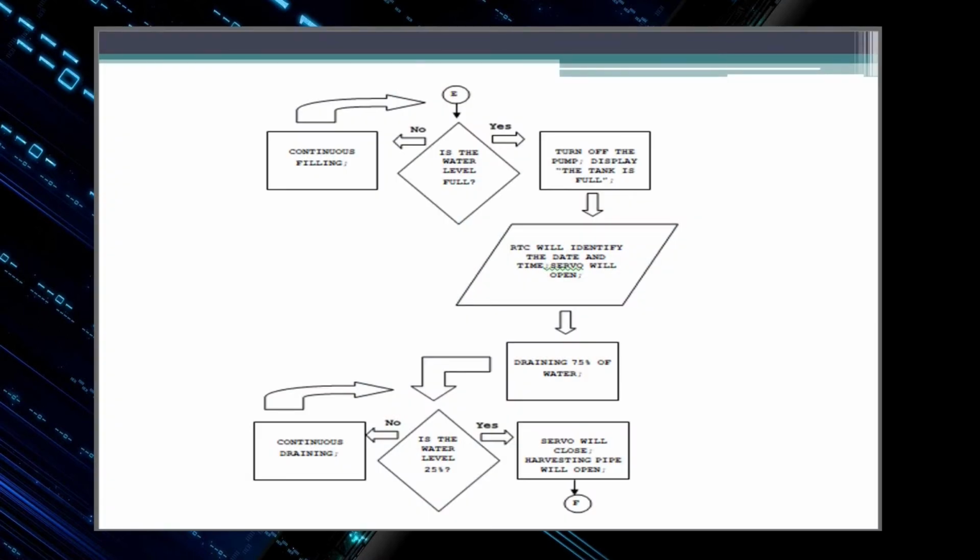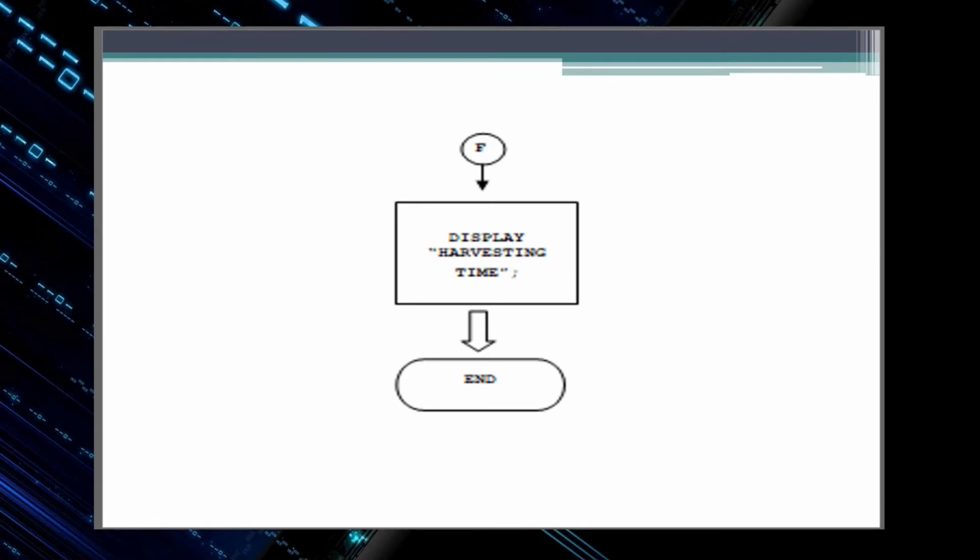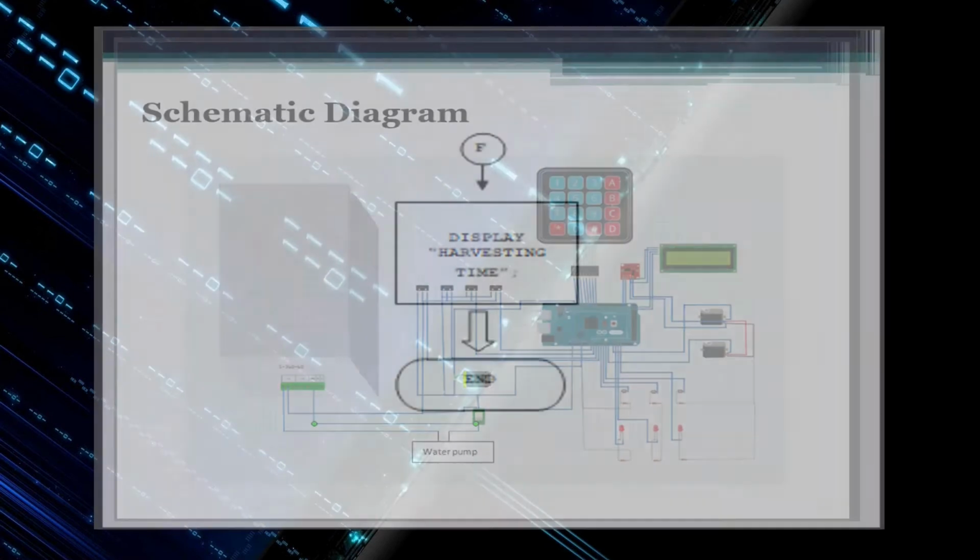Press keypad to harvest fish, set date and time. The servo will open after the transferring is done. The servo will close and the LCD will display finish harvesting.